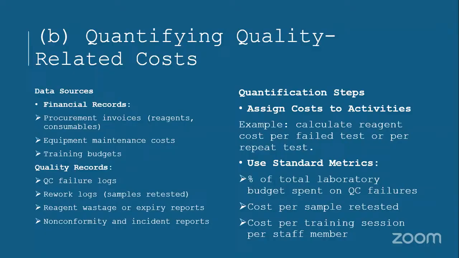Once you have listed and captured them systematically, what follows is quantifying quality related costs. How do we get the data on this? Look at the financial records, procurement invoices for reagents and consumables. For example, if you procured a kit at 3,000, and let's say there are 20 tests in it, so roughly that gives you around 150 shillings per test. Okay?